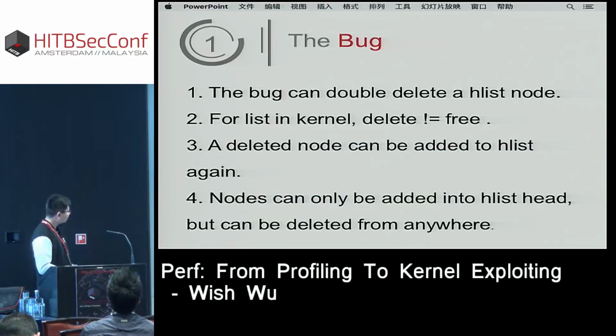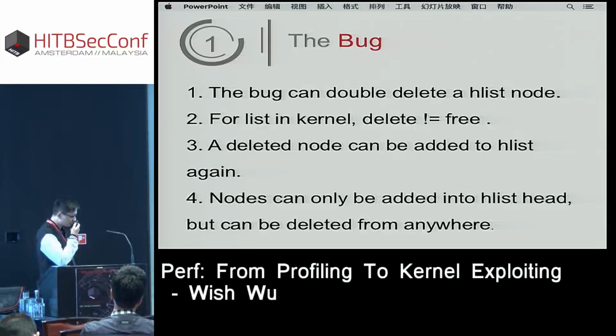The bug can double delete an hlist node. But for lists in the kernel, delete does not equal free. It is not C++. The delete is an operation, a function to delete a node from a list, not free it. A deleted node can be added into the hlist again. Nodes can only be added at the hlist head, but can be deleted from anywhere.